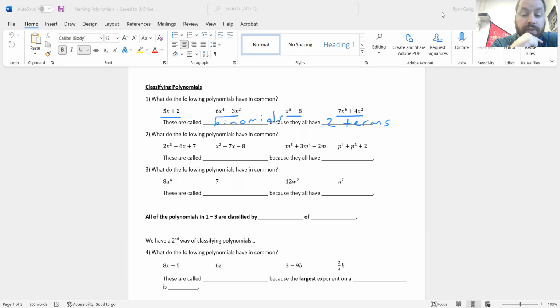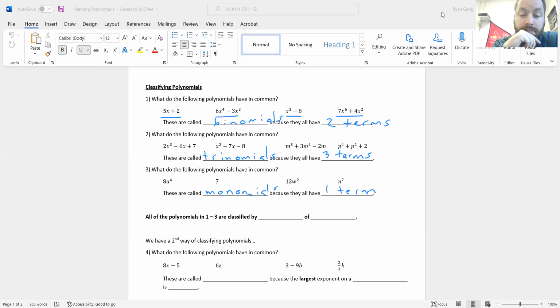Okay, what do the following polynomials in number 2 have in common? Probably guess that they all have the same number of terms, and in this case, they all have 3 terms. You might even be able to think of the name using prefixes. These are all called trinomials. Tri meaning 3. Last one here, number 3, what do the following have in common? They all have 1 term, right? There's no plus, no minus. So 1 term, these are called monomials.